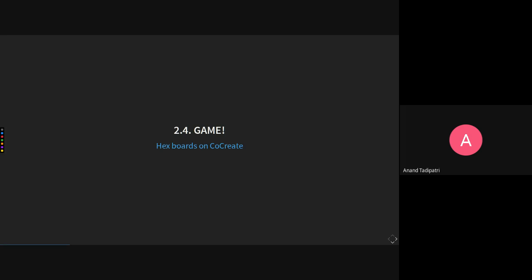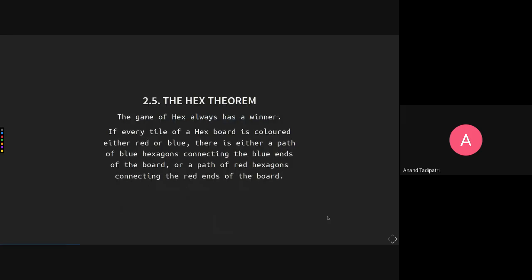All right, so there are a bunch of pluses, and this is no coincidence. Turns out this is a theorem. John Nash proved this, and the theorem is that the game of hex always has a winner. Actually, he didn't prove exactly this. He proved something slightly stronger.